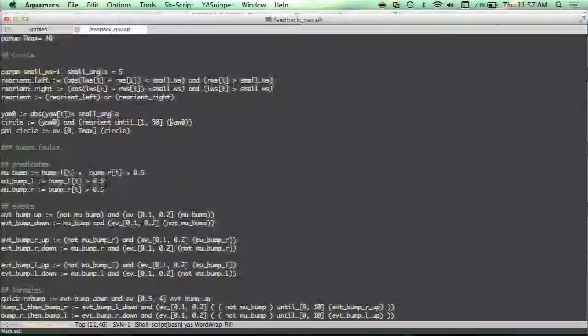Do you see why it works? Can you explain the yaw again? Okay, so yaw is the orientation of your robot. So the absolute value of yaw being smaller than some angle means basically that you're heading in direction 0.